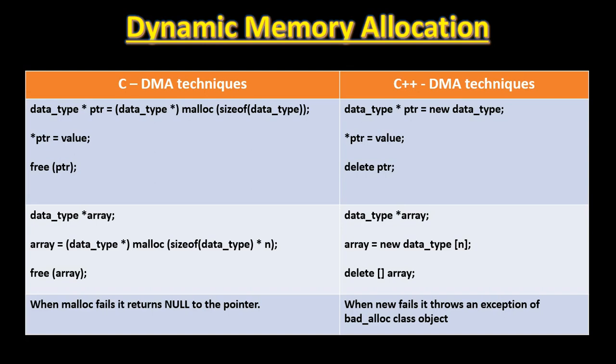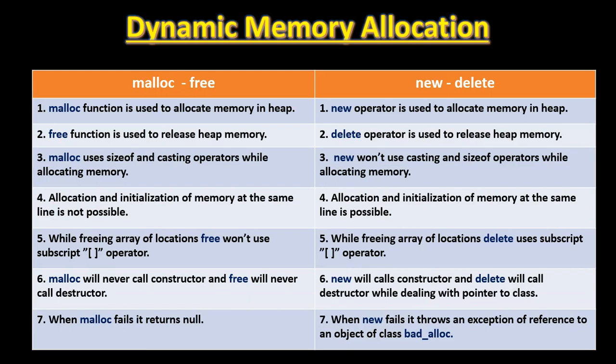Now just briefly recall our points. malloc/free versus new/delete. The malloc function is used to allocate memory in heap. The new operator is used to allocate memory in heap. The free function is used to release the memory in heap. The delete operator is used to release heap memory. malloc uses sizeof and casting operators while allocating memory, whereas new won't use casting and sizeof operators while allocating the memory. Allocation and initialization of memory on the same line is not possible with malloc, whereas you can do allocation and initialization on the same line by using new.